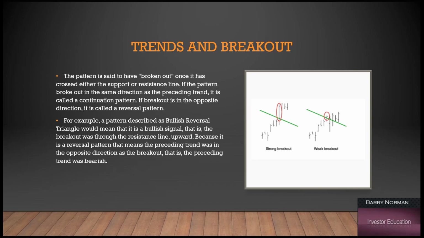Now, the pattern is said to have broken out once it has crossed either the support or the resistance line. If the pattern broke out in the same direction as the preceding trend, it is called a continuation pattern. If the breakout is in the opposite direction, it's called a reversal pattern. So for example, a pattern described as a bullish reversal triangle, well, that's a mouthful, would mean that it's a bullish signal, that the breakout went through the resistance line. Because it's a reversal pattern, it means the preceding trend was in the opposite direction of the breakout. This means the preceding trend was bearish.